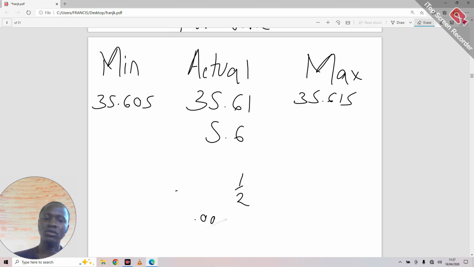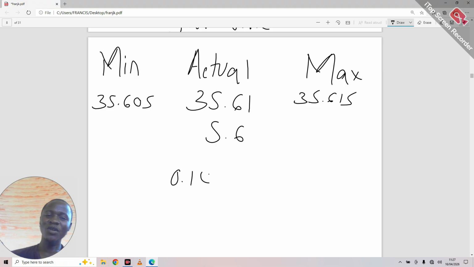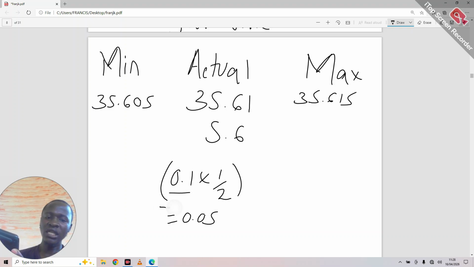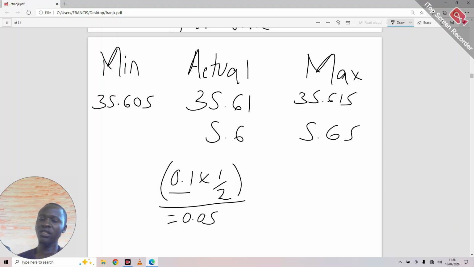Let us come to 5.6. The absolute error in 5.6 is 0.1 multiplied by a half, which gives us 0.05. This is the accuracy, and together with it, we have the absolute error. So take 5.6, add 0.05 to get the maximum. Here we shall have 5.65, and on this other side we shall have 5.6 minus 0.05, giving 5.55.